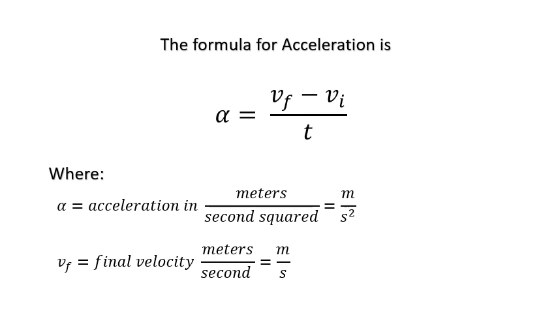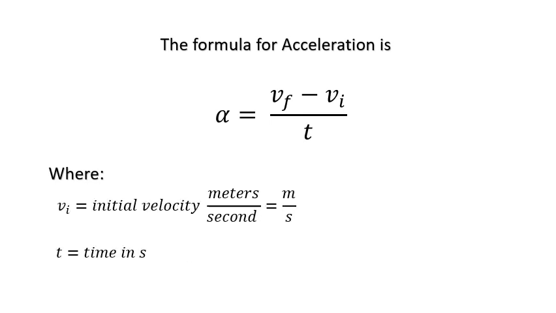By formula, acceleration is the final velocity minus the initial velocity divided by the time, where a is acceleration in meters per square second, that is equal to m over s squared, and v sub f, the final velocity, is also in meters in every second, that is also equal to m over s, while v sub i is the initial velocity in meters in every second, that is equal to m over s, while t is time in second or seconds.